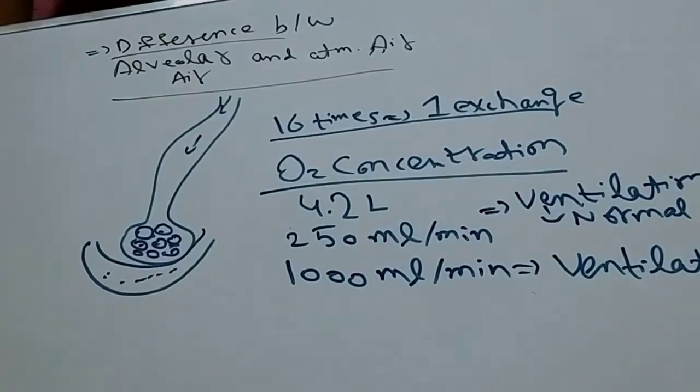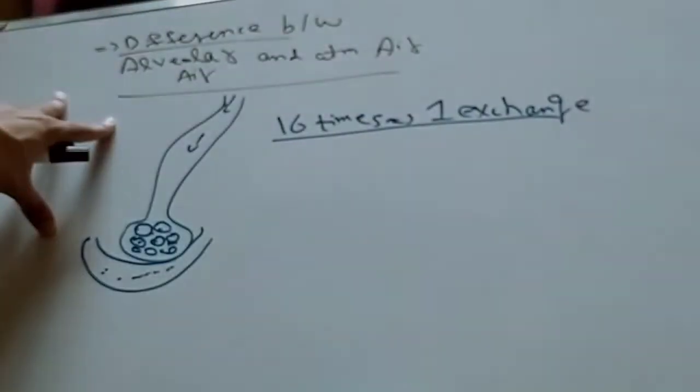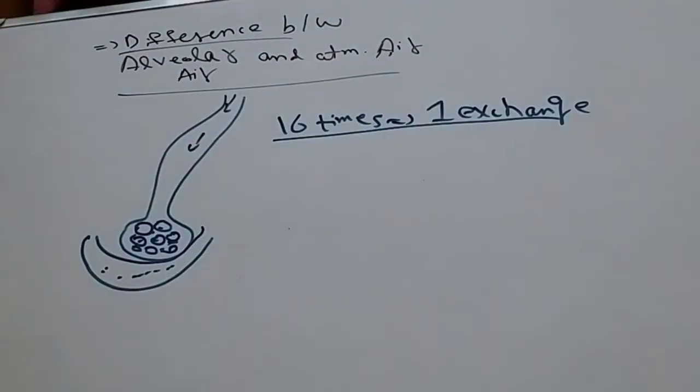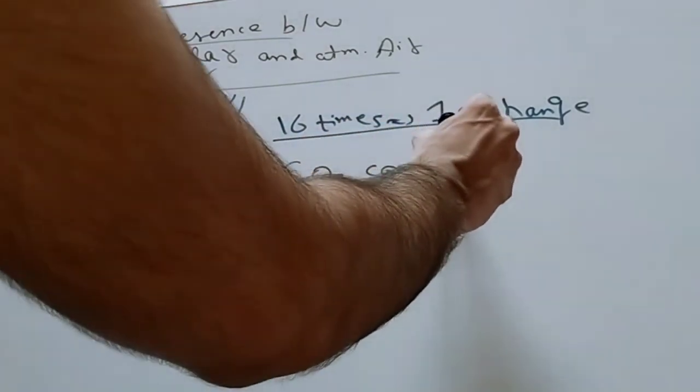So that is about the oxygen concentration. Now talking about the carbon dioxide concentration, that is, how much carbon dioxide gets diffused from the capillary into the alveoli. So CO2 concentration.